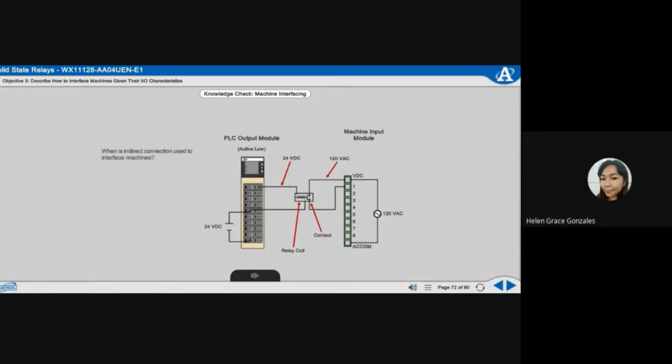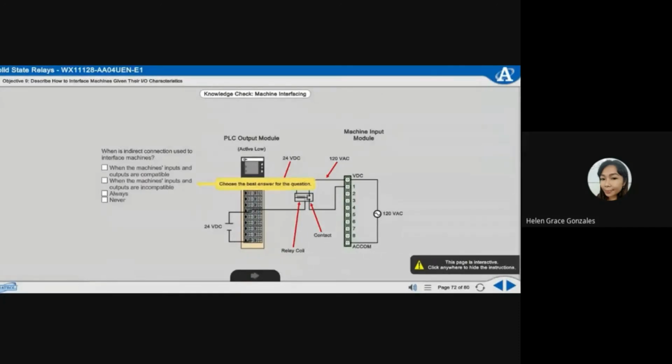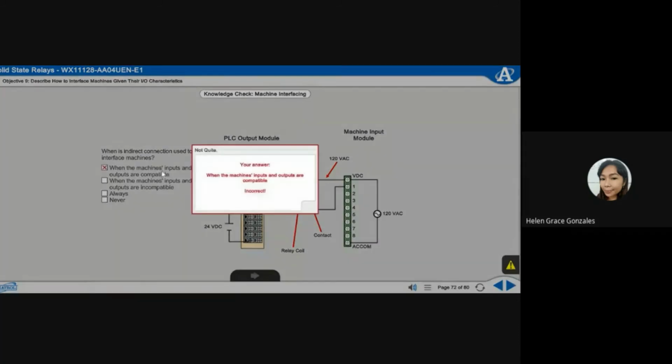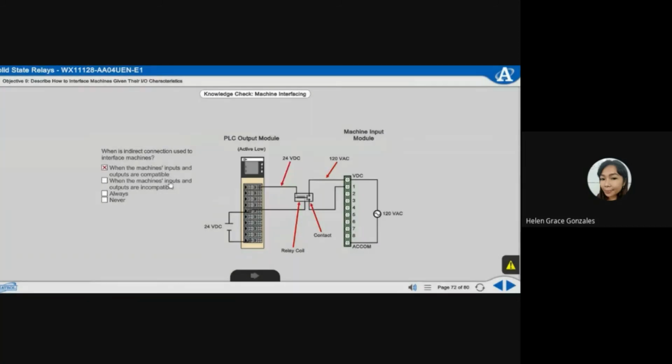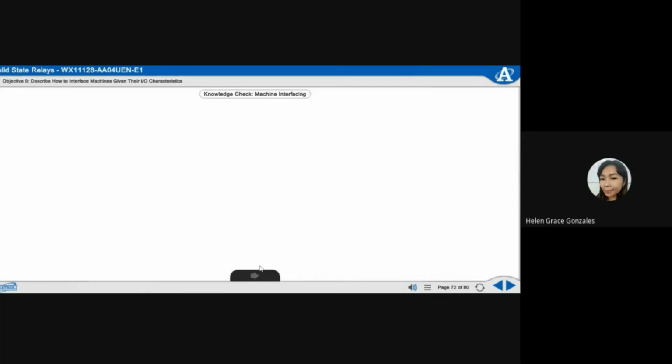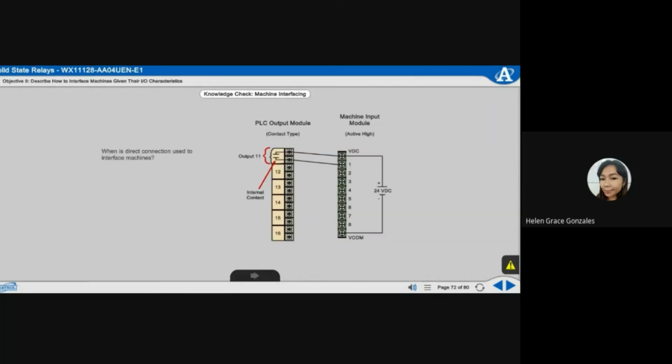When is indirect connection used to interface machines? When is direct connection used to interface machines?